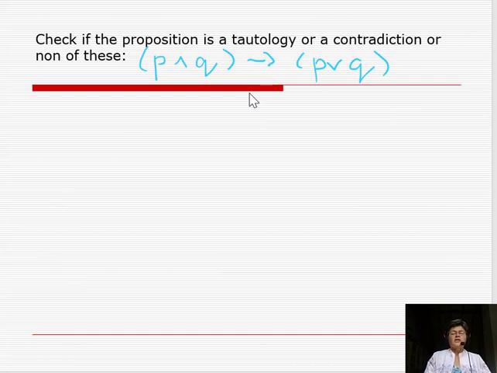Let's make some other exercises. The question is now, check if the compound proposition is a tautology, a contradiction, or none of the two. And the easiest way to check this is just to make a truth table.